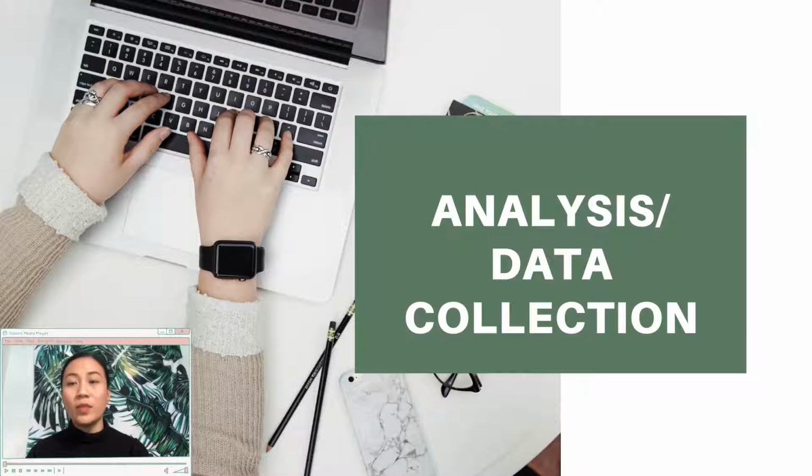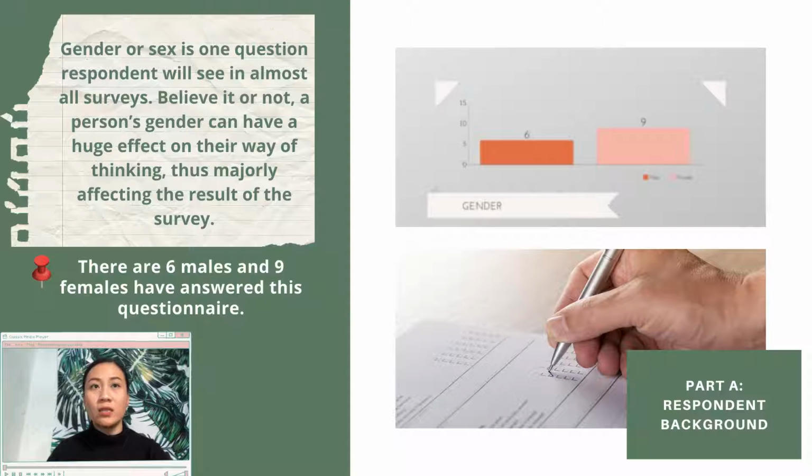Before I proceed, my name is Vanessa John with matric number 289996, and I will be presenting our analysis and data collection. The first part of this questionnaire is respondent background. In this part, customers will be answering questions about their background, which is gender, ethnicity, and age. So the first question in this part is gender. Gender or sex is one question respondents will see in almost all surveys. Believe it or not, a person's gender can have a huge effect on their way of thinking, thus majorly affecting the result of the survey.